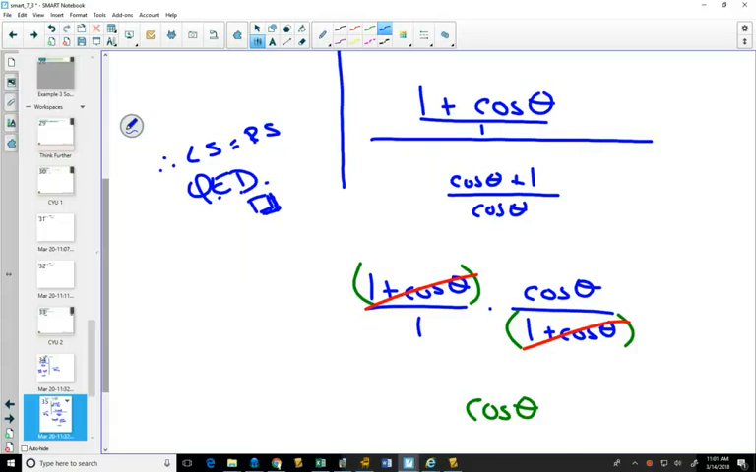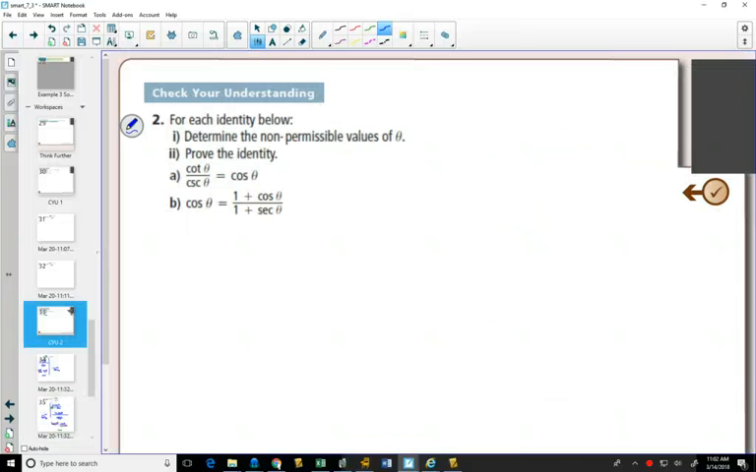Now, we had proven these the other day. You had worked on them on your own, so hopefully your proofs were similar and you were able to get these. But I wanted to rewrite them because part I says determine the non-permissible values of theta. It should actually, in my opinion, have prove the identity first and then determine the non-permissible values, because our non-permissible values, we're going to check in multiple places in our proof to see what our non-permissible values are. So for non-permissible values, what do we know?